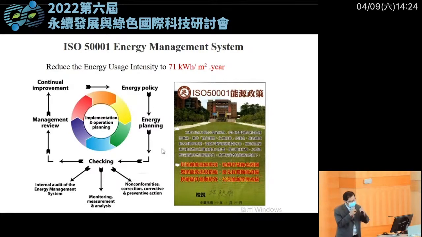So it's really low, because the standard energy usage intensity for school campuses in Taiwan is almost 90. But our school has now reduced it very low. This is our performance. This is why this morning our President said that in the past 3 years, we got a very good award from the Ministry of Environment Education.